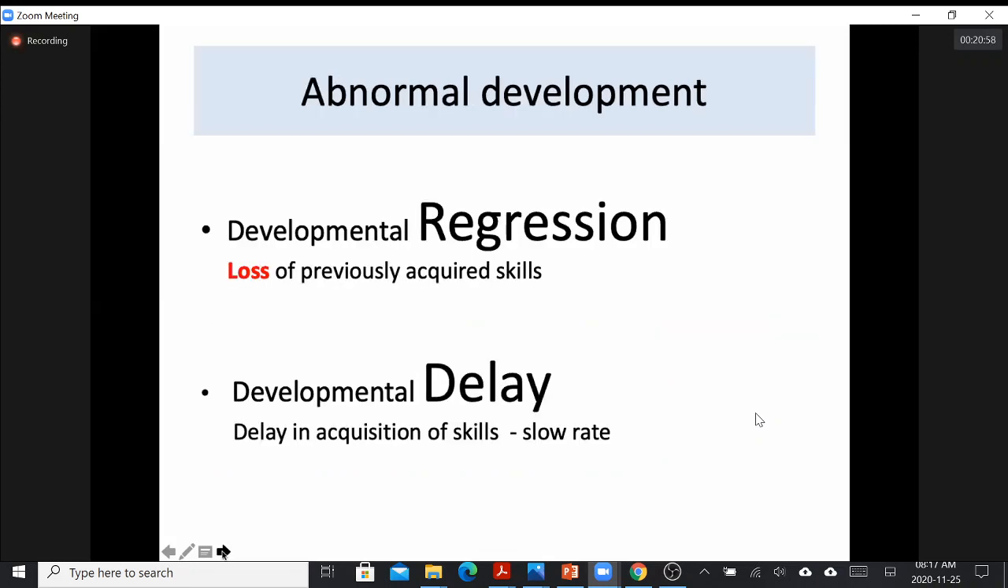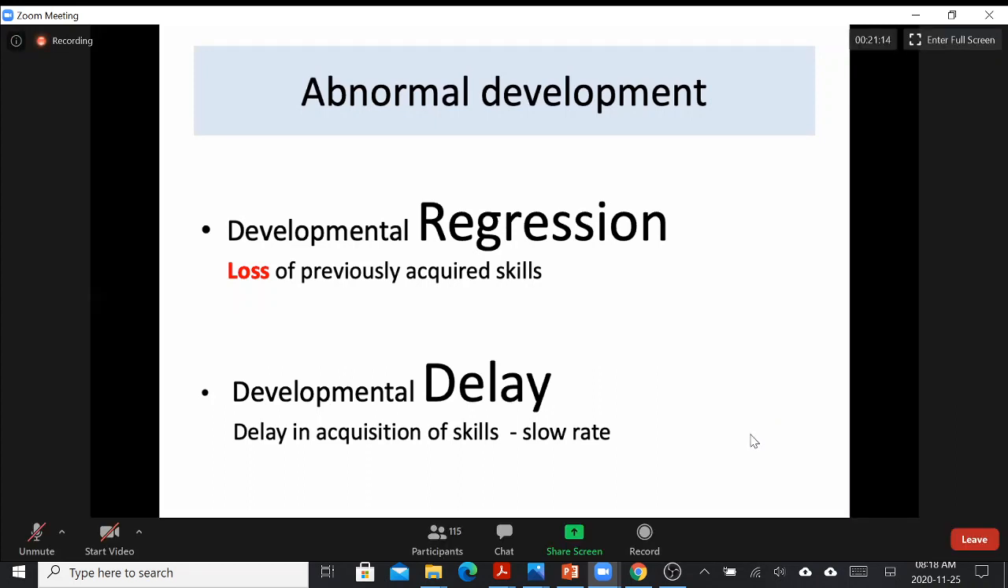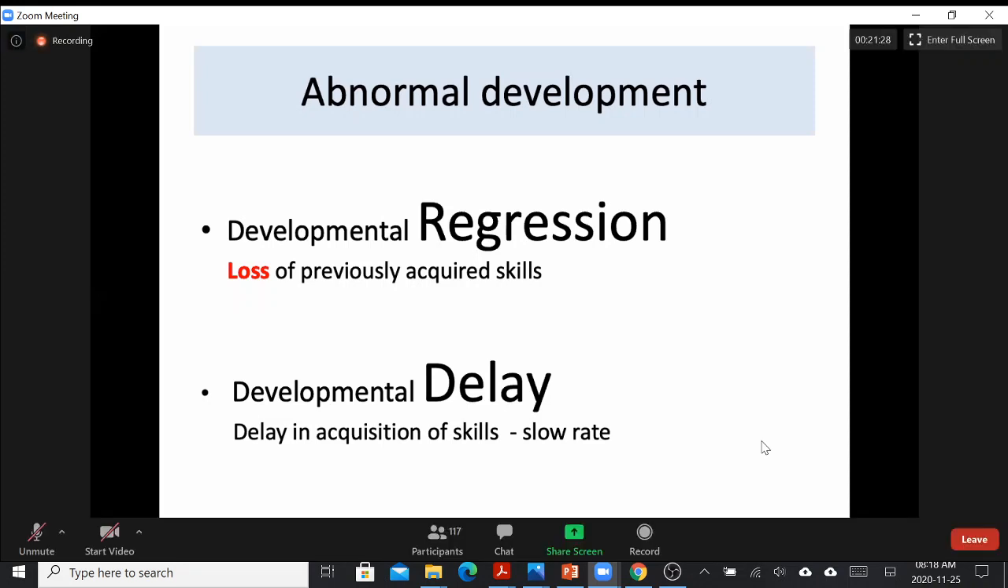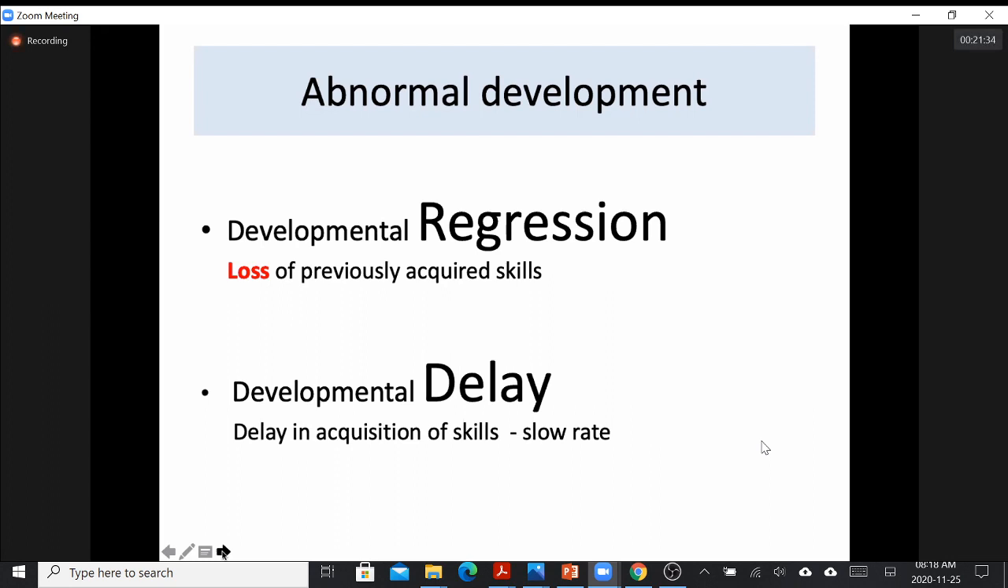Then if we talk about abnormal development, there are two main types. One is that there can be a delay in the acquisition of skills. For example, the baby is now 6 months old, but still has not developed head control. He is still not smiling with his mother. But say at 8 months, now he has developed head control and he has developed smiling. So it's slow, but he's getting the skills. The other pattern is developmental regression. What it means is loss of previously acquired skills.